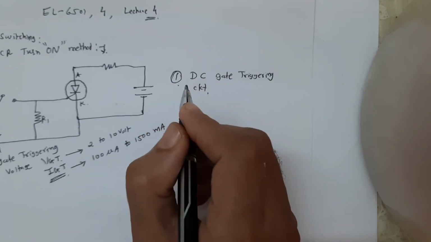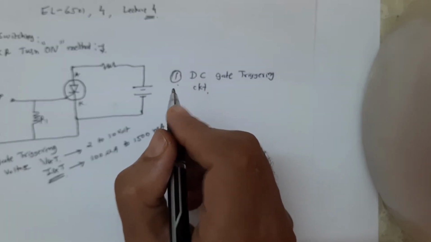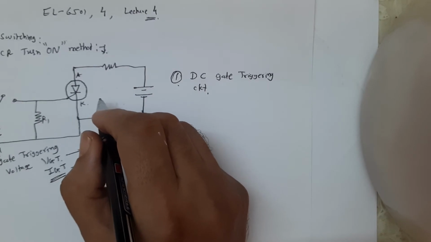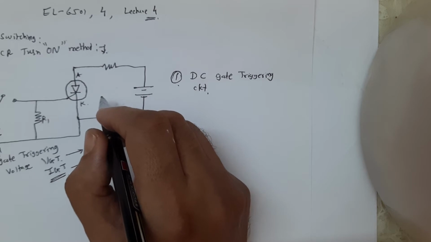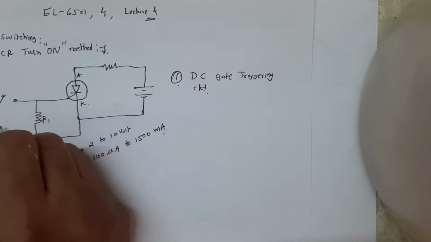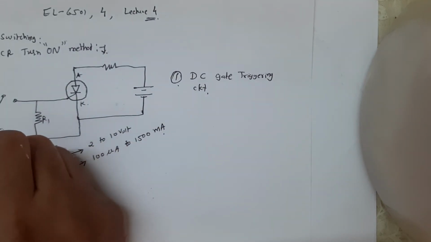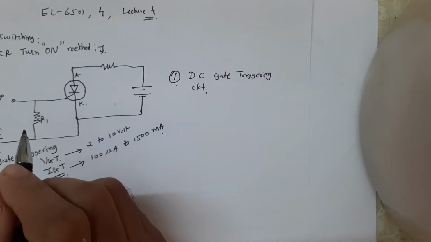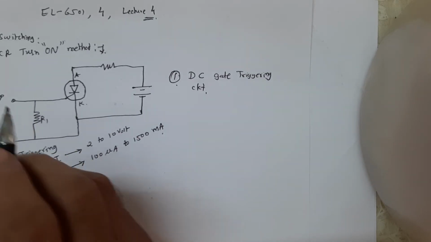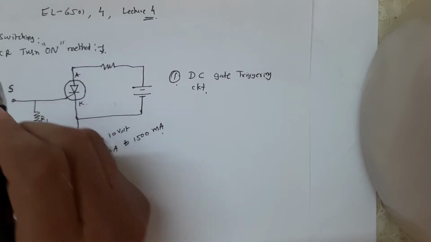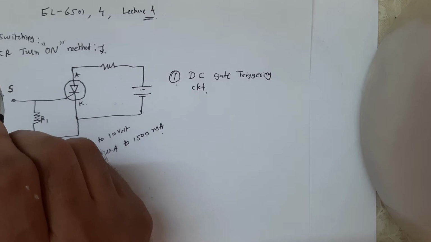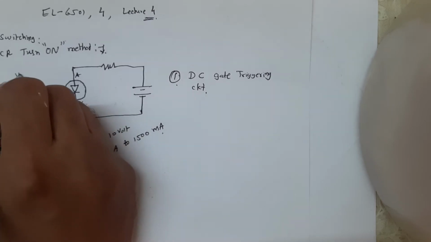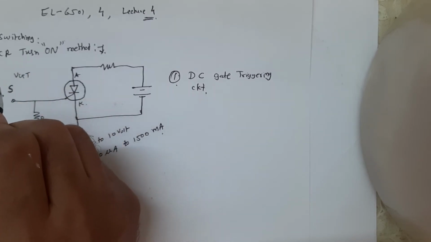Now in this, from the figure, it is the typical circuit used for triggering an SCR with a DC gate bias. That means here we are applying DC, so we write down positive and negative here. When the switch is closed, the gate receives sufficient positive voltage, VGT, to turn on the SCR.